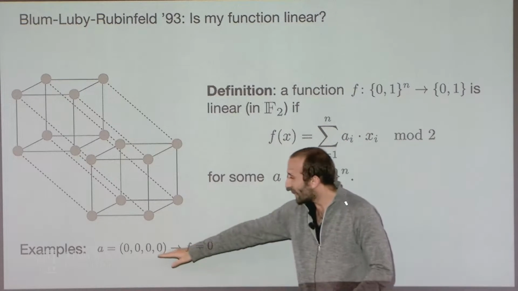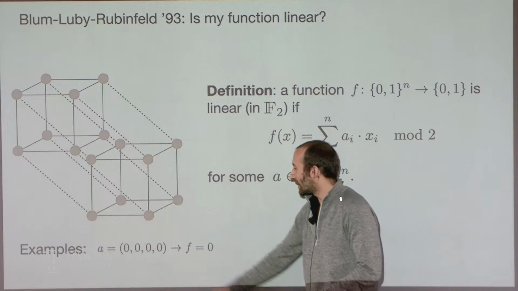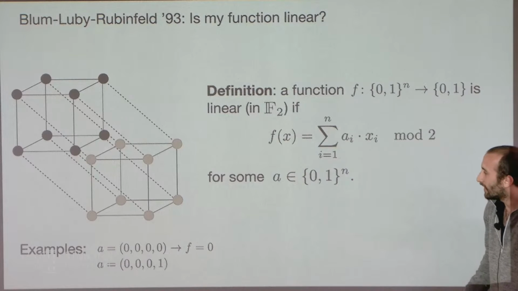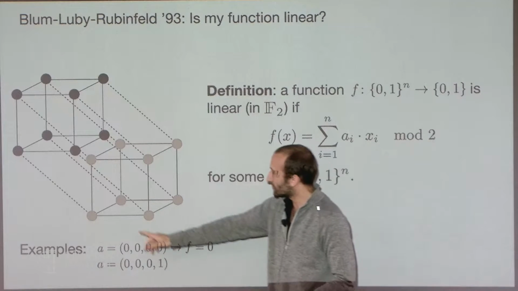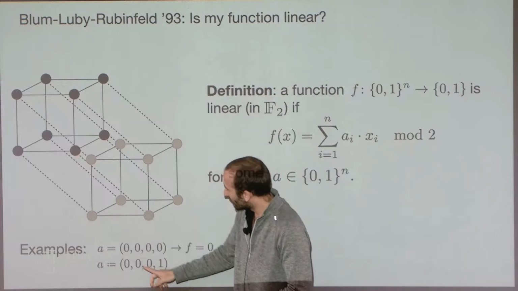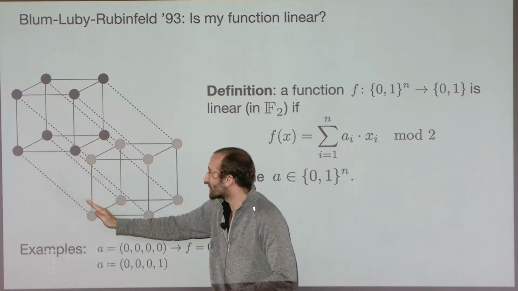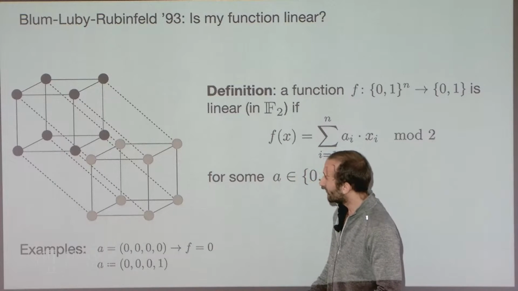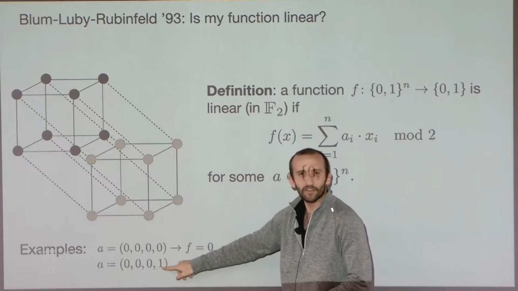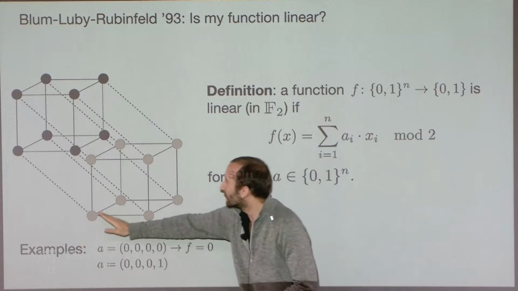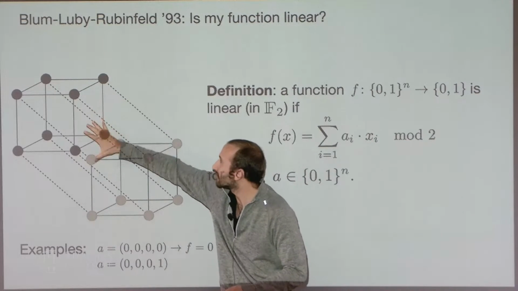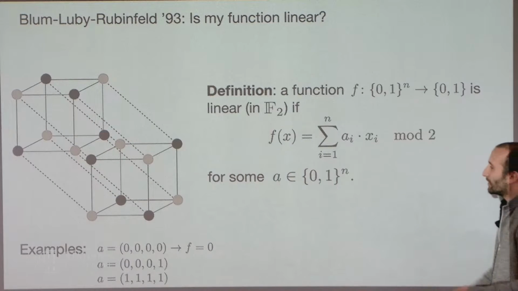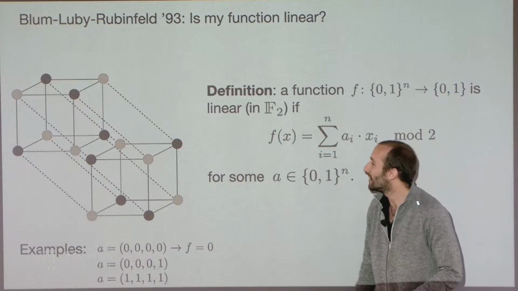So if A was all zeros, then you're not looking at anything. I mean, the function is always 0. If A is 1, so here I'm drawing maybe, this direction corresponds to the fourth coordinate. This function only looks at whether the last coordinate is 0 or 1. So it's a dictator with respect to this final coordinate. That's why all these quantities are set to 1. And finally, when you look at all the coordinates, this is the parity function.